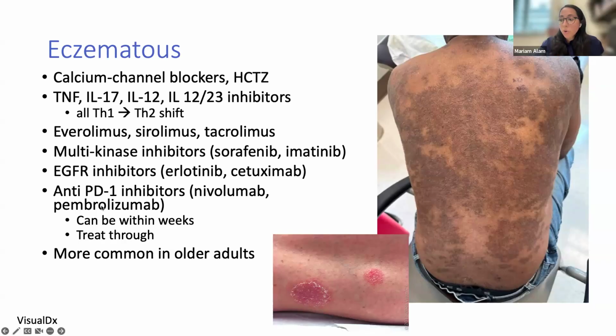I want to just focus in on the PD-1 inhibitors like nivolumab and pembrolizumab. They cause a lot of different drug reactions or rashes in general. They can start within weeks of getting the medication and can develop up to 18 months into treatment as well. In other situations, we'll stop the medication that's causing the rash. In this situation, we treat through as much as we can, so we try and keep them on their immune checkpoint inhibitor. Eczematous reactions notably are more common in older adults than in younger people.